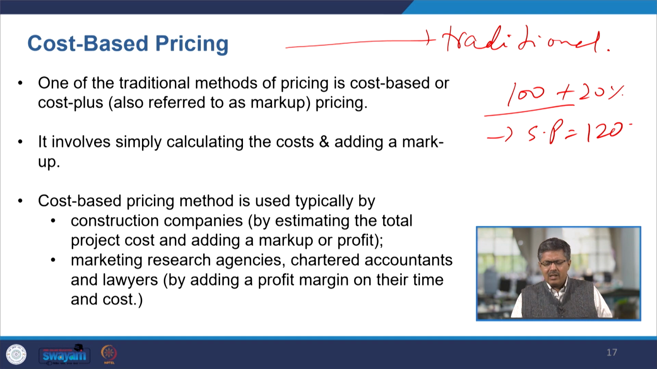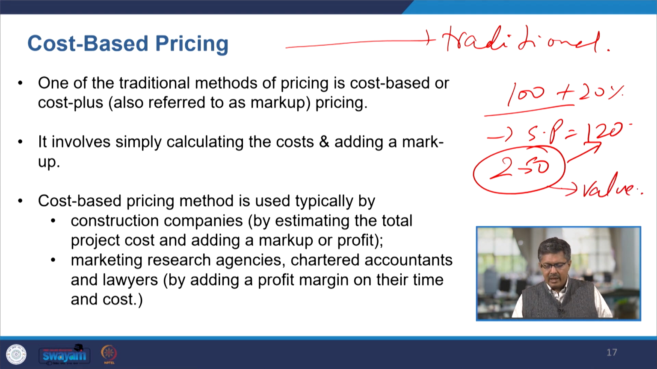But this traditional method forgets one important part, that maybe the customer is ready to pay 250 rupees and I am charging him only 120. So why am I doing it? This will be looked at in more detail when I come to value based pricing. Then what should the company do in that situation? So let us start first with cost based pricing.